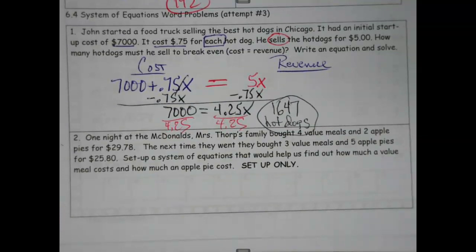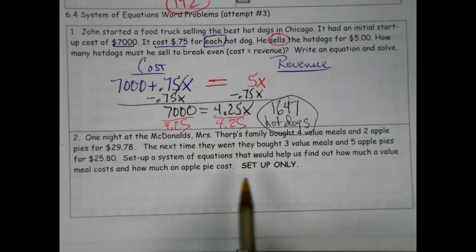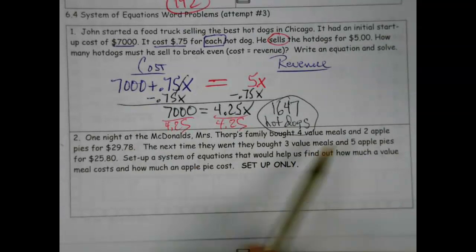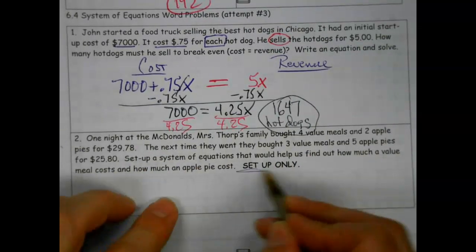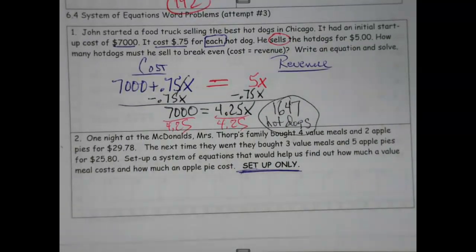All right, last one. One night at McDonald's, Mrs. Hart's family bought 4 value meals and 2 apple pies for $29.78. That might be cheap these days. Next time they went, 3 value meals and 5 apple pies for $25.80. Set up a system of equations. Set up only. Set up only.